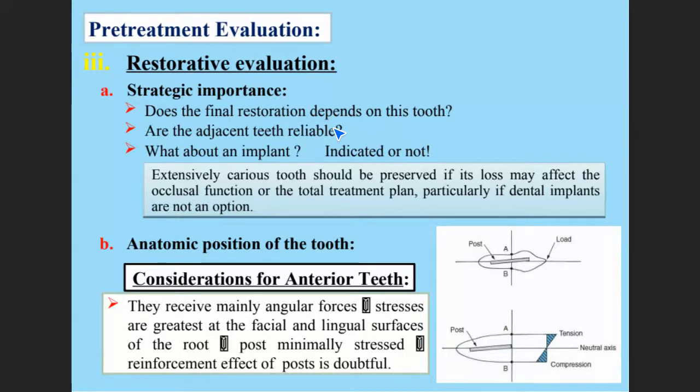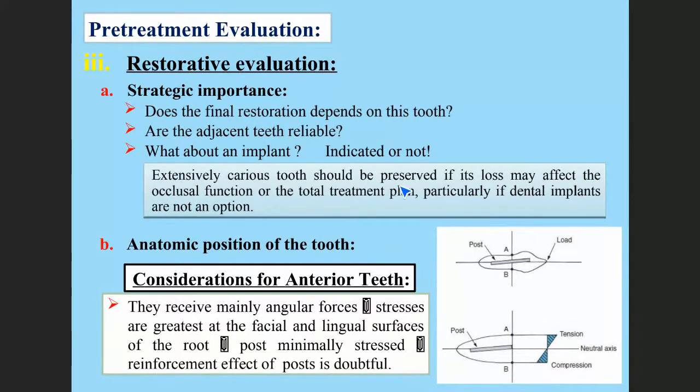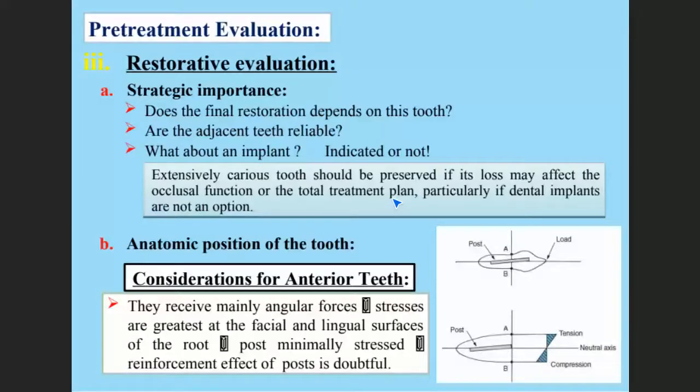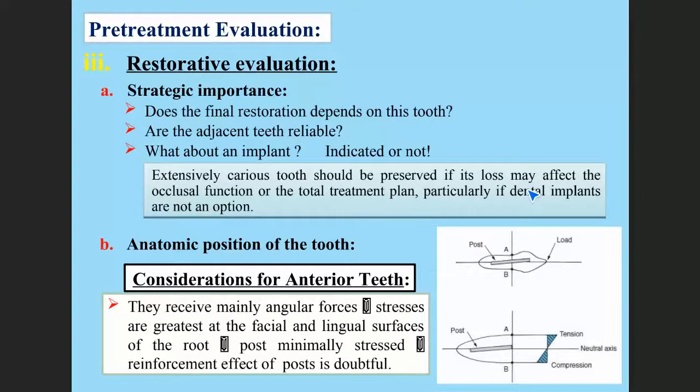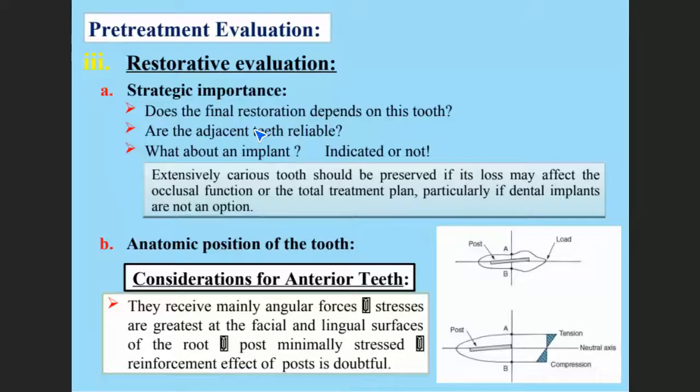So an extensively carious tooth should be preserved if its loss may affect the occlusal function or the total treatment plan, especially if dental implants are not an option. So we also have to take care if the tooth is strategic, and we have to do our best to conserve such a tooth.